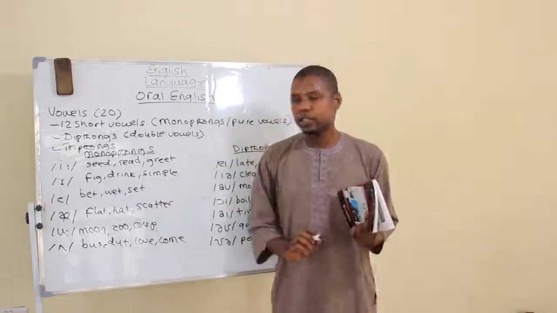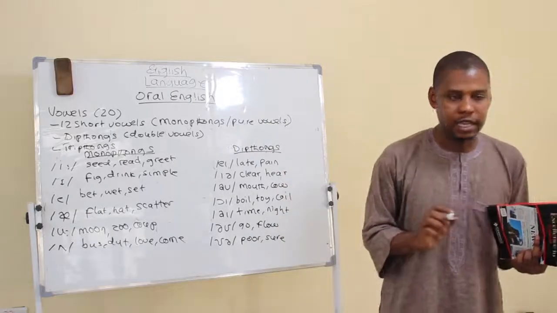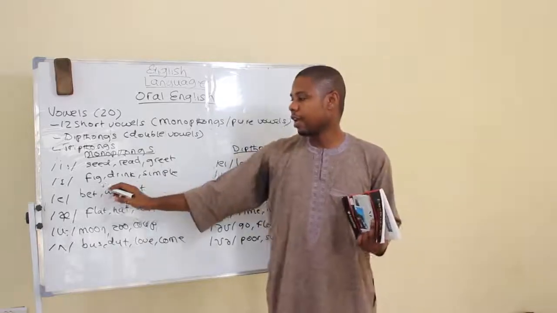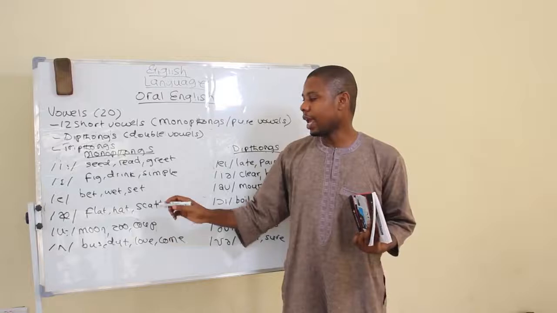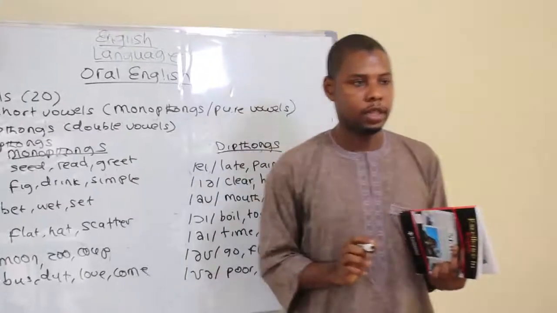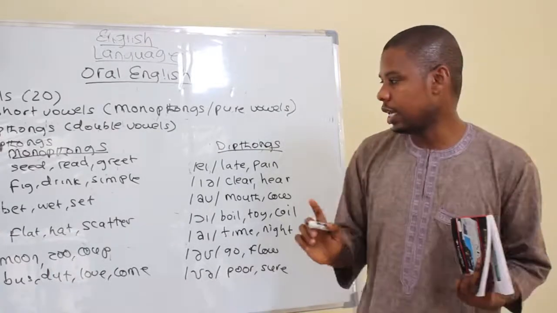Now, the short one is pronounced as a short sound, and you have it in words like fig, drink, and simple. These are short sounds, the short E sound.